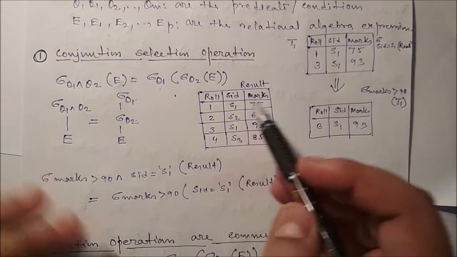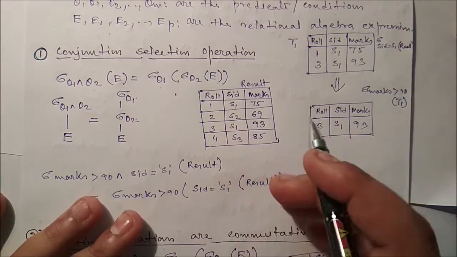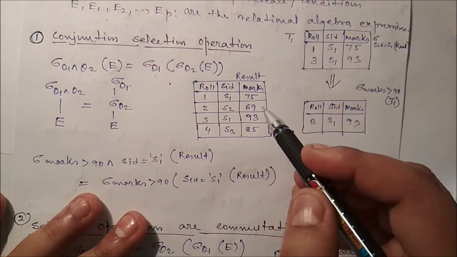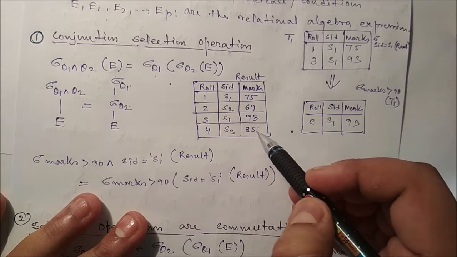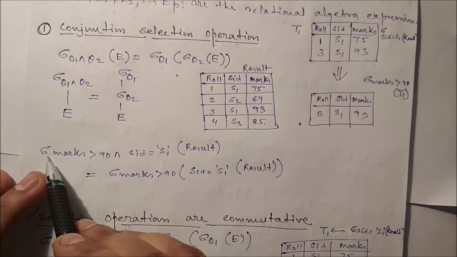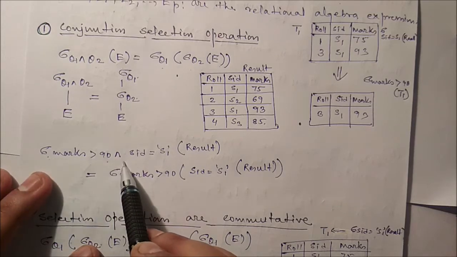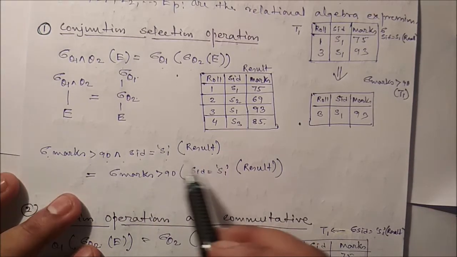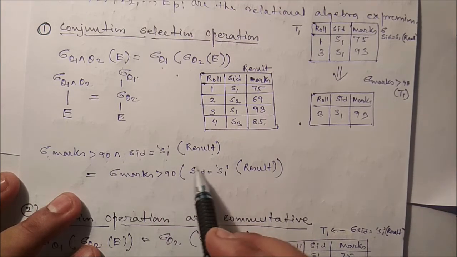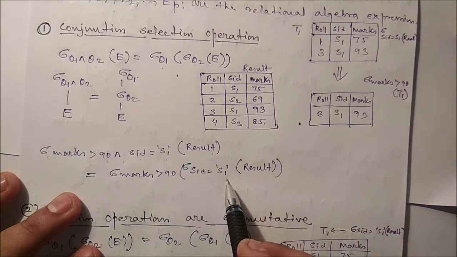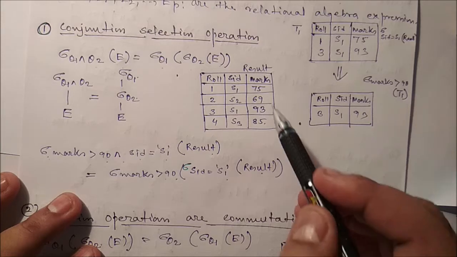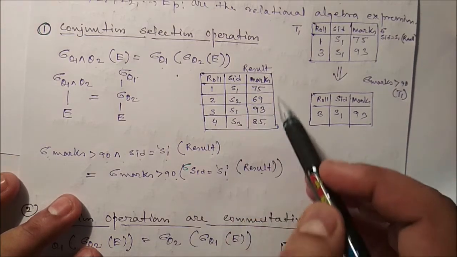Now suppose we have a table, say result. Here the attributes are roll number, subject ID and marks. The roll numbers are 1, 2, 3, 4, the subject IDs are S1, S2, S1, S3, and the marks are 75, 69, 93 and 85. Now we can see this one: sigma, selection, marks greater than 90 and subject ID S1 from the result. Its equivalent is: first apply subject ID S1, and from that result identify marks greater than 90.